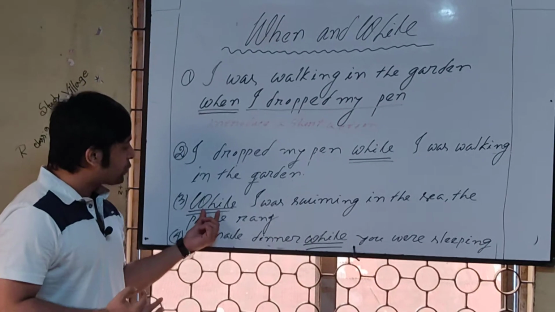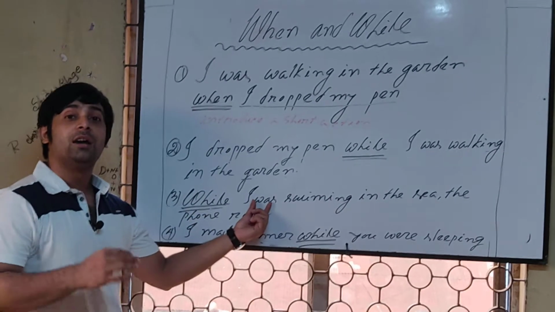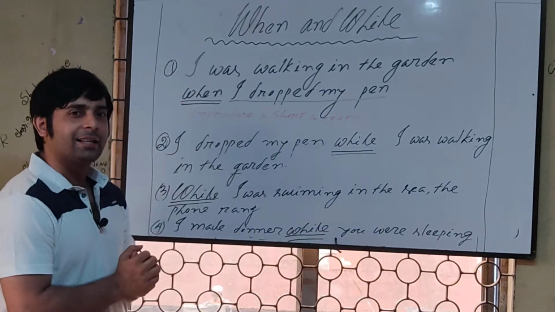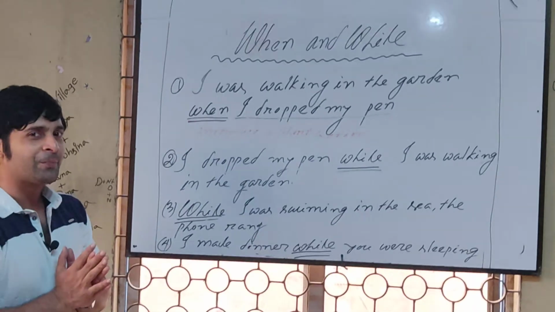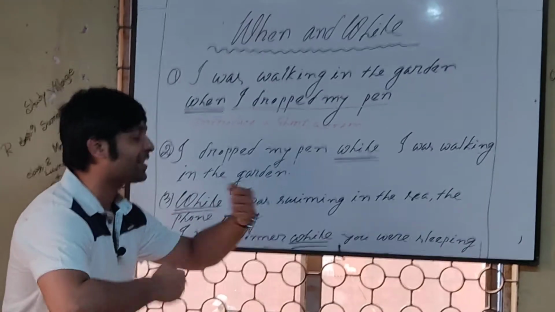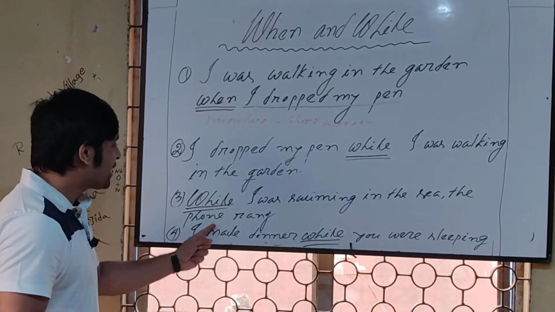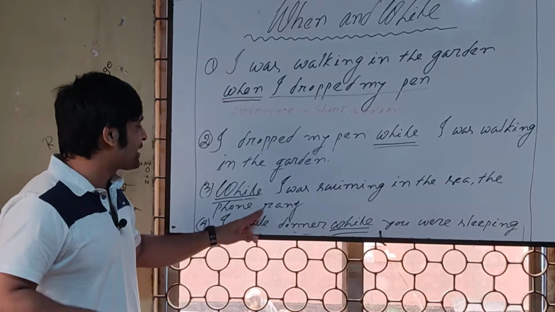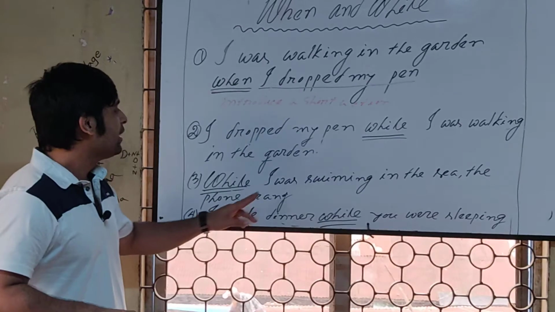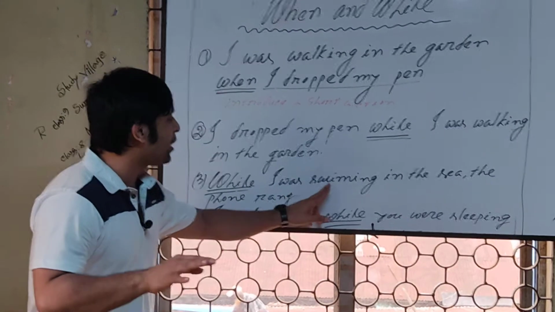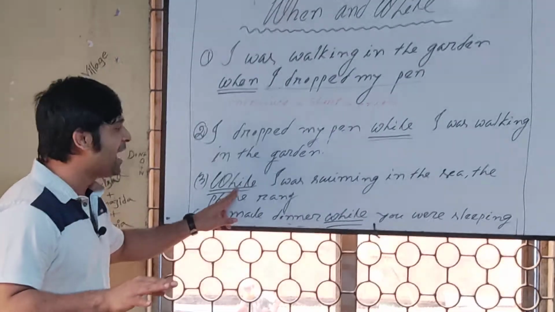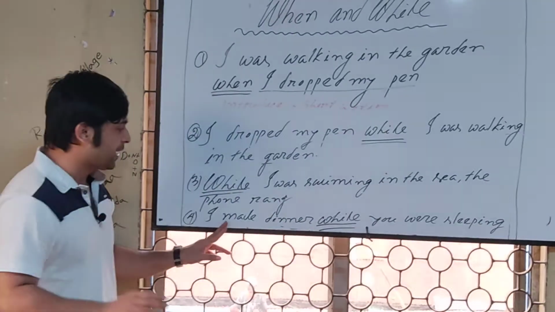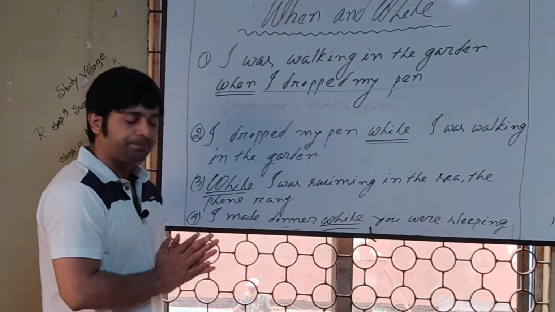While. If I would like to use while or when, of course I should know the short action or long action. I was swimming in the sea. Is it short action or long action? Of course, you got the point. I was swimming in the sea, that is a long action. But the phone rang, that introduces the short action. That's why I have used here while I was swimming in the sea. The phone rang. And the last sentence, last example, I made dinner.